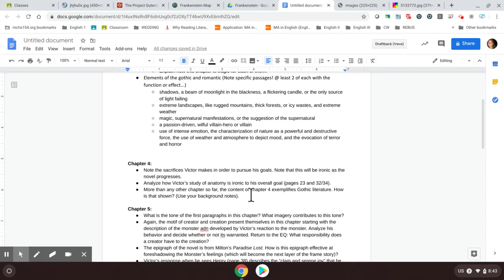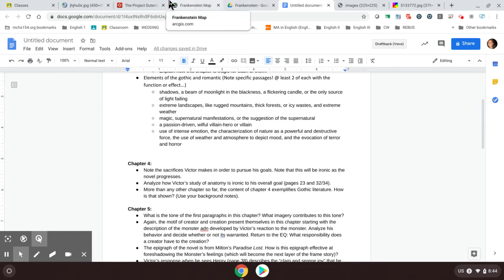His study of anatomy is ironic to his overall goal. And more than any other chapter so far, the content of chapter 4 exemplifies Gothic literature. A lot of the dealing with human bodies and the worms and the maggots, all of that is kind of grotesque, and it's mentioned to get a certain reaction out of us, and also his intensity and his passion and his emotions. So that's the end of chapter 4.